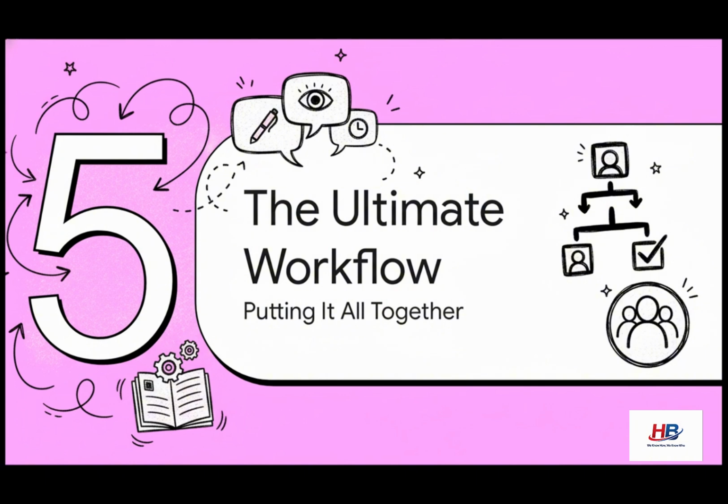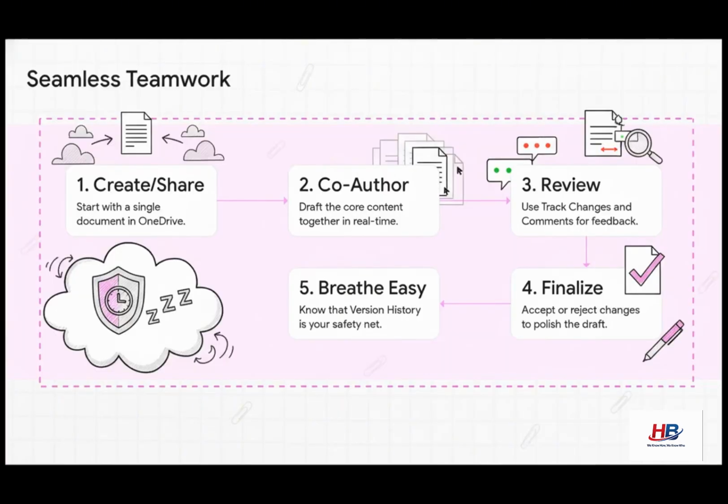So, we've looked at co-authoring, we've talked about smart reviewing, and we've got our safety net with version history. Now, let's put all of those pieces together into one simple, powerful workflow that your team can literally start using today. And here it is. This is your blueprint for seamless teamwork. It all starts with creating and sharing just one single document. Then, you draft the main content together using co-authoring. Next, you move into a really structured review phase with comments and track changes. After that, you finalize the document by accepting or rejecting that feedback. And the whole time, you just get to breathe easy, knowing that your safety net, version history, has got your back.